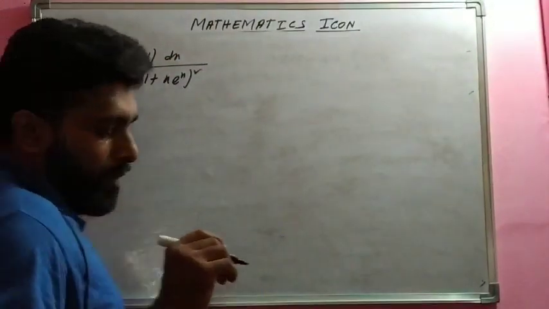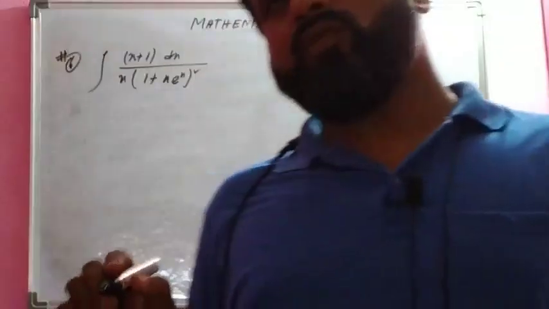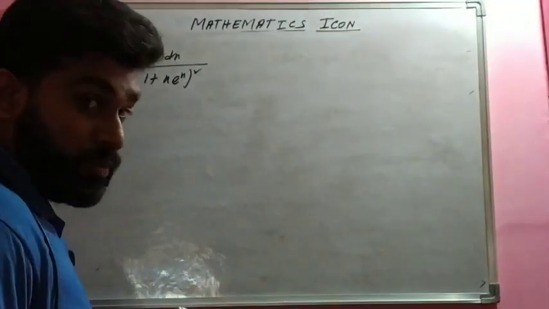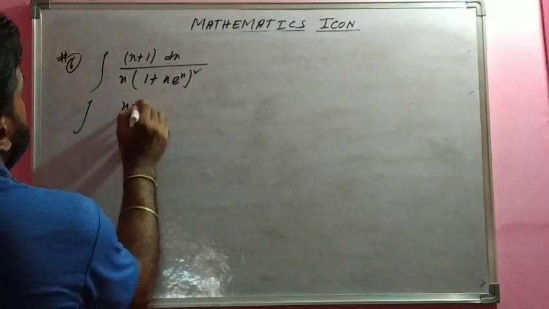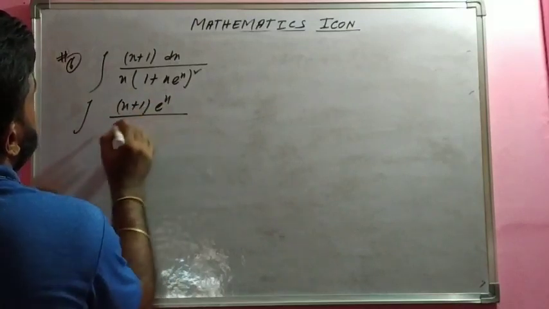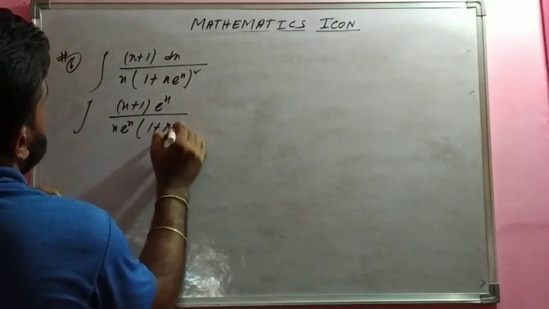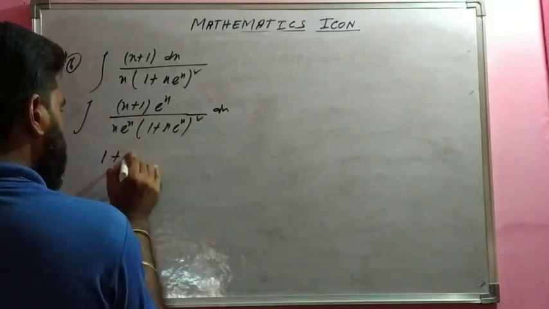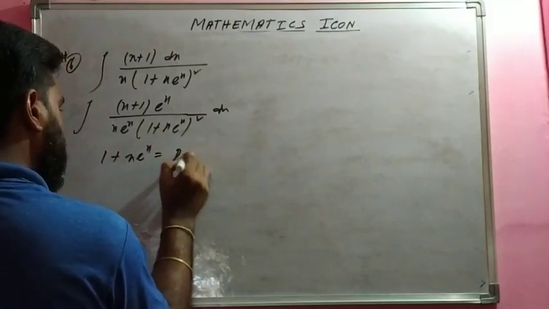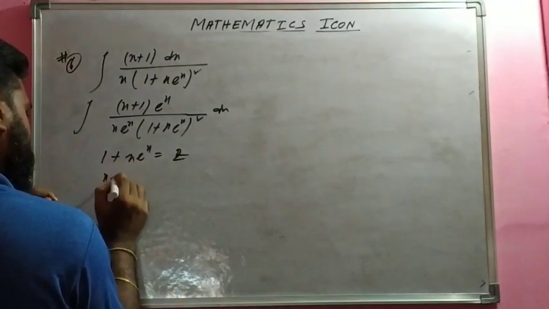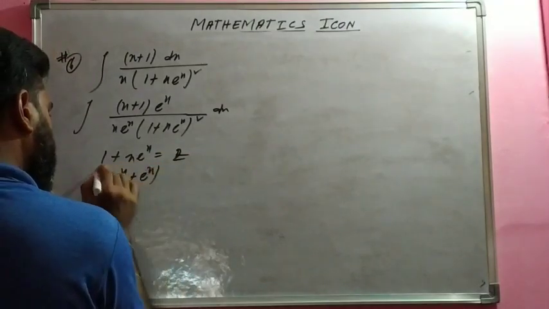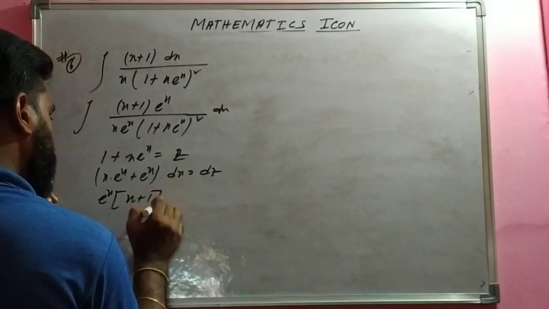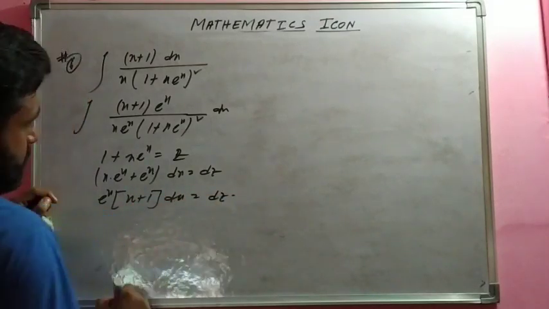Here you can see x e to the power x term is there. So if you substitute x e to the power x, then x plus 1 into e to the power x will be there. So I think if you multiply the numerator and the denominator by x e to the power x, then the problem will be sorted out a little bit. Now 1 plus x e to the power x, you can take as z. So x e to the power x is u also, and see, u also, dx equals dz. e to the power x will come common, x plus 1 dx equals dz.